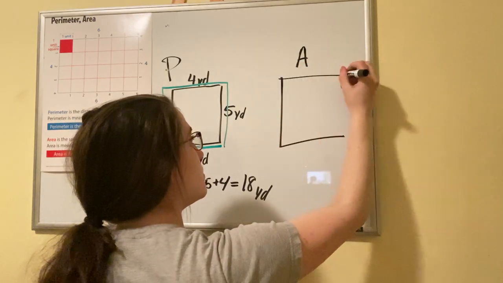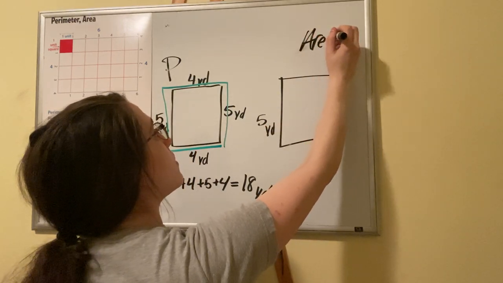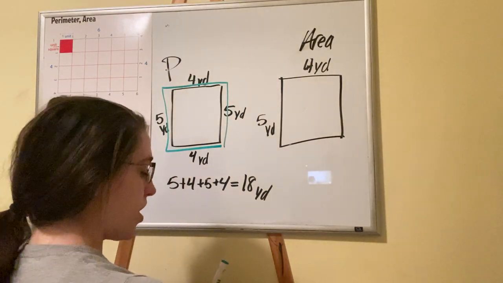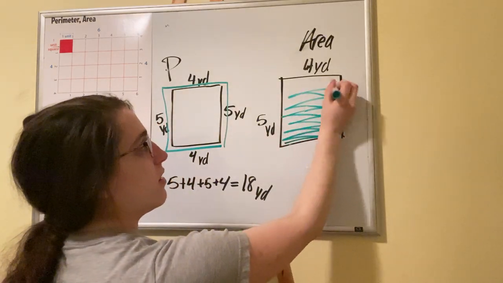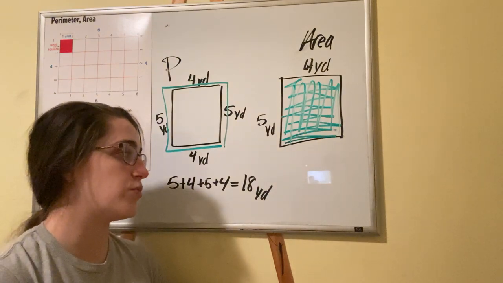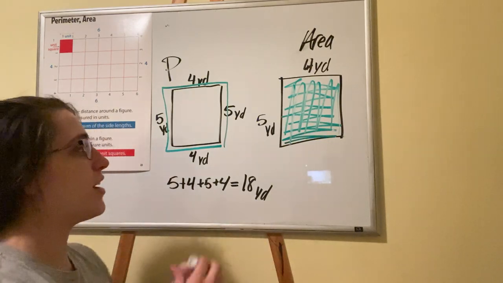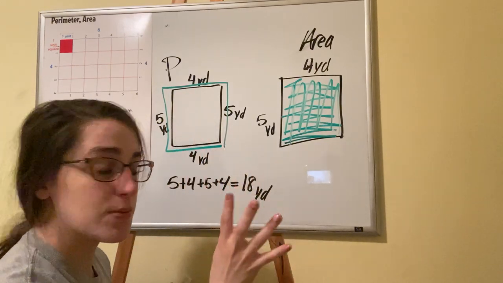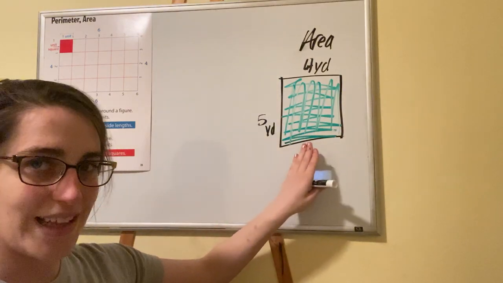Area is different. We're not talking about the outside of the square of the room. Now we're talking about the inside of the square. And I can tell you that if you told Mrs. Ream to buy 18 yards to cover that room, it would not be enough. That would be enough just to go along the outsides of the room, and there would be nothing on the inside. So that's the difference between perimeter and area. Perimeter talks about the outside, whereas area talks about all of the space on the inside.